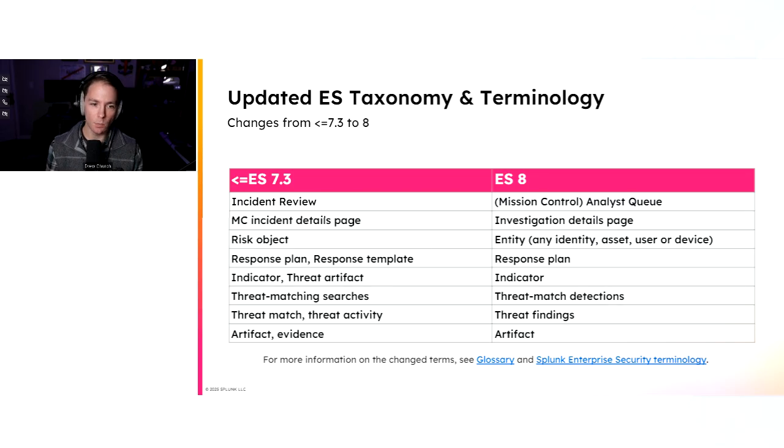Some other key ones I would highlight: incident review from the navigation, right, where we go to review our queue of notable events, is now called the analyst queue. Some folks also call it mission control because we combined the Mission Control standalone app that many of you may be familiar with, as well as the incident review, and called that the Mission Control analyst queue. The incident details page, if you were an MC standalone customer, is now called the investigation details page.